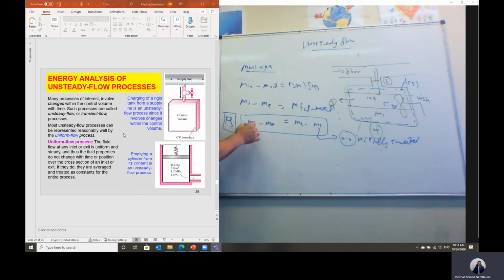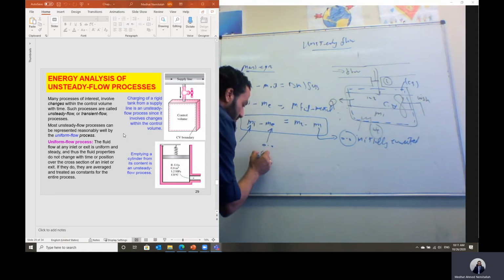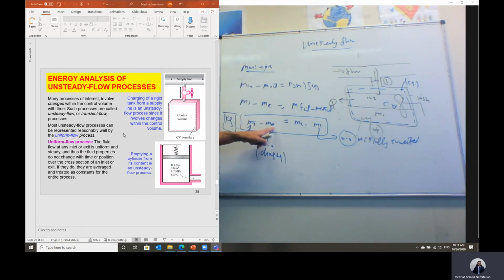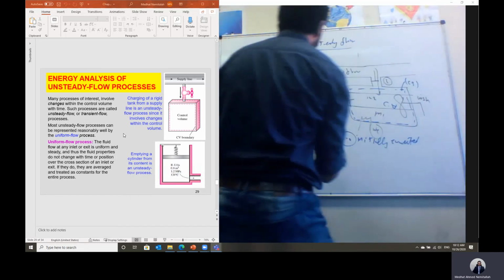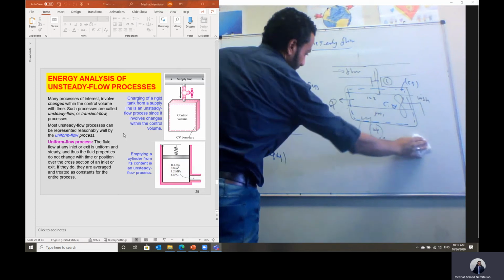But if we are filling a tank or charging a tank, we have mass in but we don't have mass out. In case of discharging a tank, we have mass out but we don't have mass in. So M exit will equal 0 in case we are charging a tank. Charging means we have mass in but no mass out. But if we are discharging, we have mass out but no mass in. So in case of discharging a tank, the mass inlet will equal 0, but we should have mass outlet. Okay? So this is regarding the mass equation.